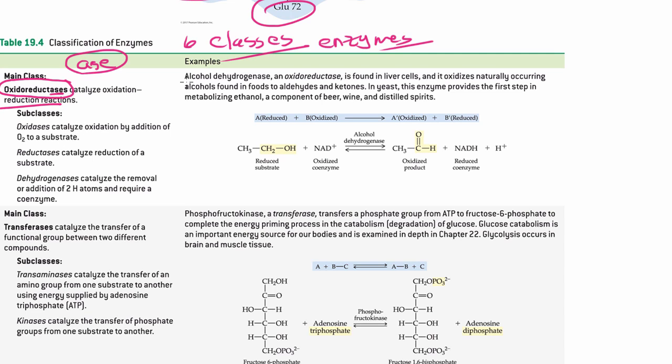Some of the examples, alcohol dehydrogenase is found in liver cells. It can oxidize naturally occurring alcohols found in foods to aldehydes and ketones. In fact, methanol, as we know, is a very toxic alcohol. And in the body, the reason it's so toxic to us is because it is oxidized to formaldehyde in the body. Okay? So, again, oxidoreductases catalyze oxidation reduction reactions. And here are some of the subclasses. I won't go into those. You can read those.